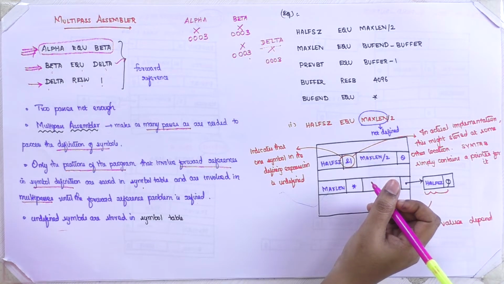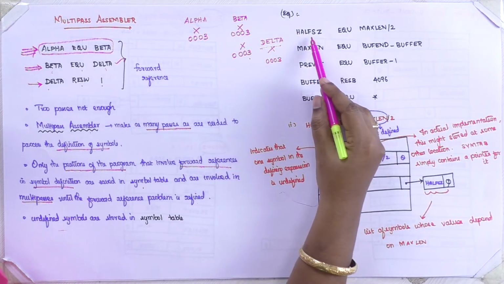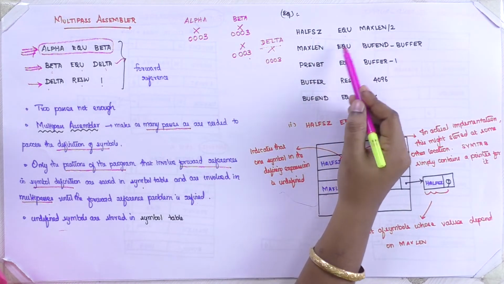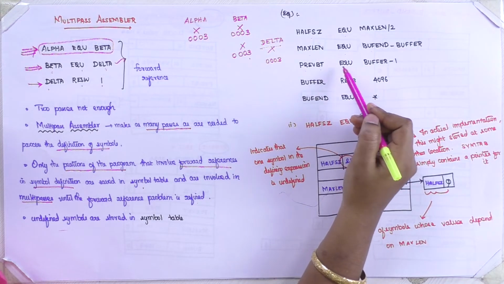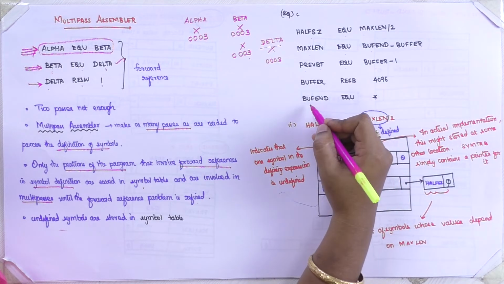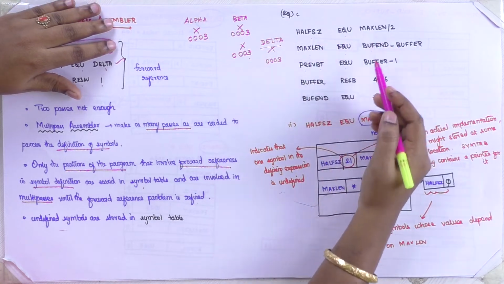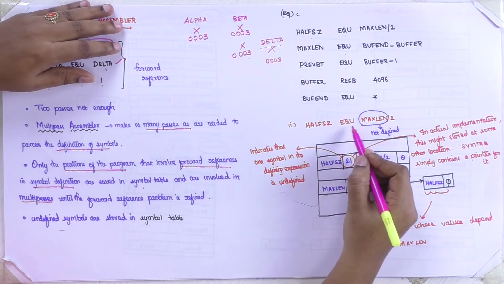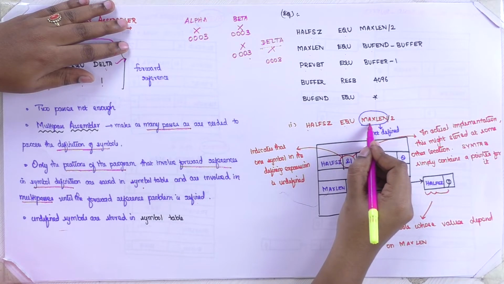Okay. So first I am reading, this is our program: HALFSZ EQ MAXLEN/2, MAXLEN EQ BUFEND-BUFFER, PREVBT EQ BUFFER-1, BUFFER RESB 4096, BUFEND EQ *. Now I am reading the first instruction, HALFSZ EQ MAXLEN/2. So HALFSZ is equal to MAXLEN/2.